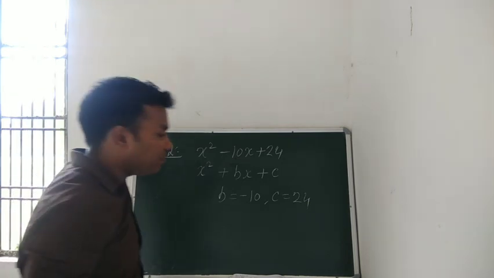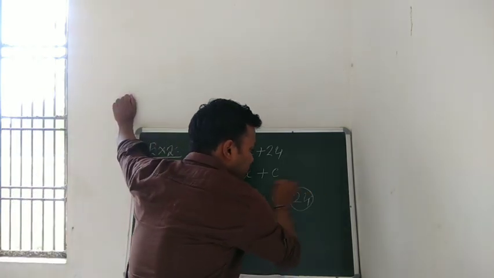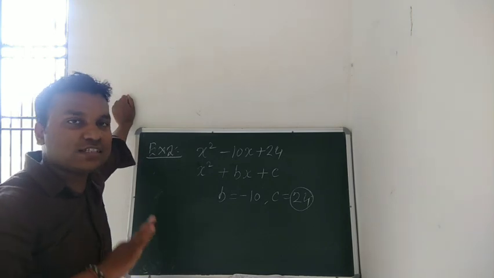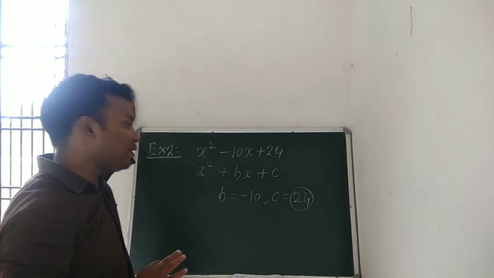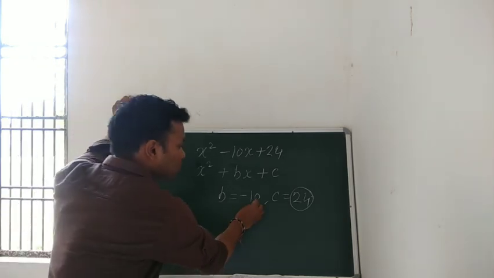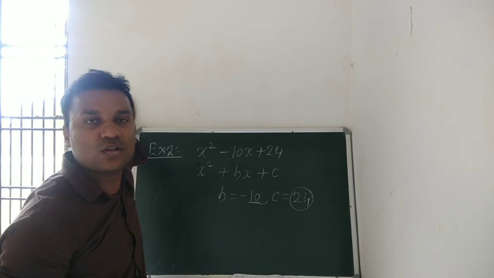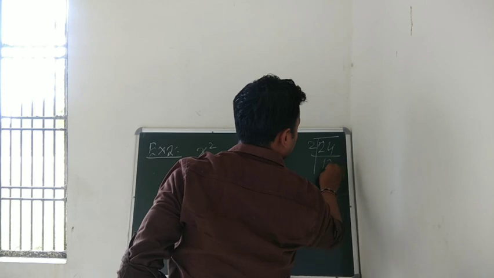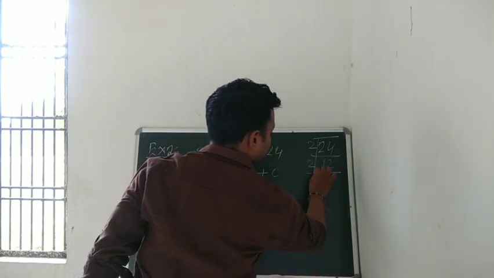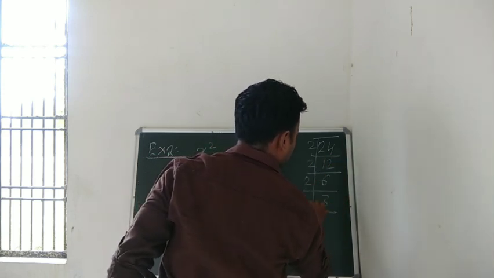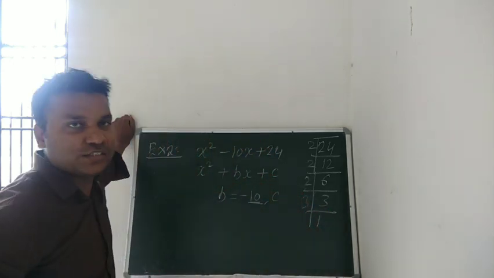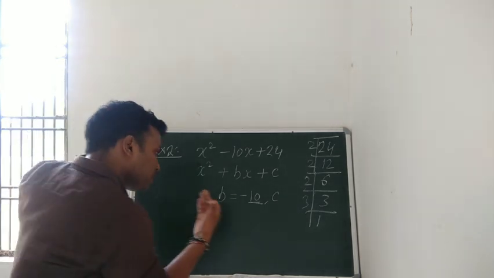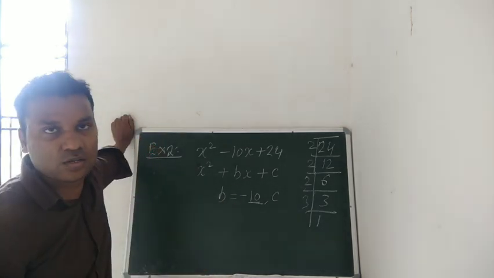Now what we have to do here is factorize this constant term, the value of c, 24, such that the summation of two factors must be equal to 10 and the product must be equal to 24. So let's factorize 24. We will get... now we have to arrange from these factors 2 factors such that their summation must be equal to 10 and the product must be equal to 24.